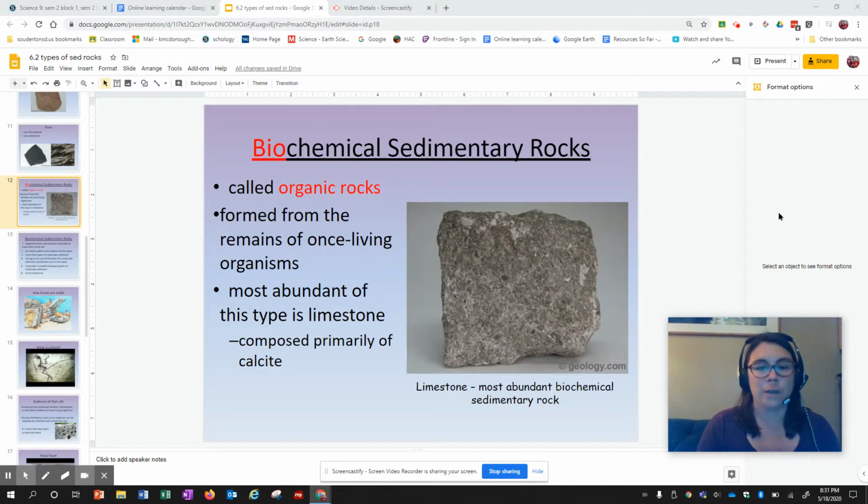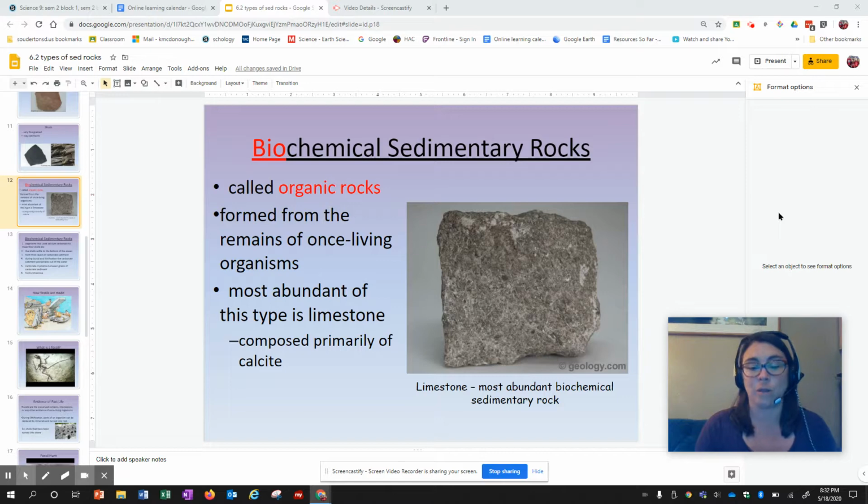Right, moving on to the other types of sedimentary rocks, we have biochemical sedimentary rocks, which I usually call organic sedimentary rocks because that makes more sense to me. They're organic because they came from things that were living. The most abundant type is limestone. Limestone is mostly calcite. Limestone is extremely common.